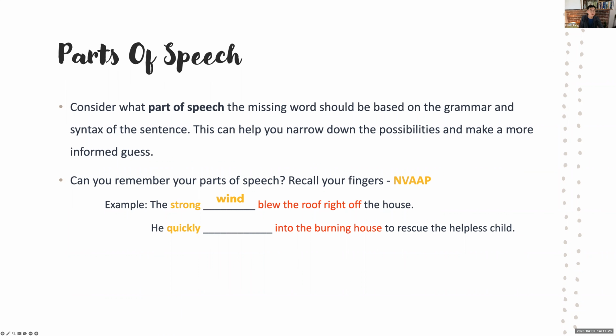Okay? So always remember to make sure you use these contextual clues. Number one, you inference. How do you inference? By using the surrounding words, by looking at synonyms and antonyms. Number two, you look at part of speech. What is the missing word? Is it a verb? Is it a noun? Is it an adjective? Is it an adverb? Is it a preposition? And then you narrow down to that type of word in order to get the answer.